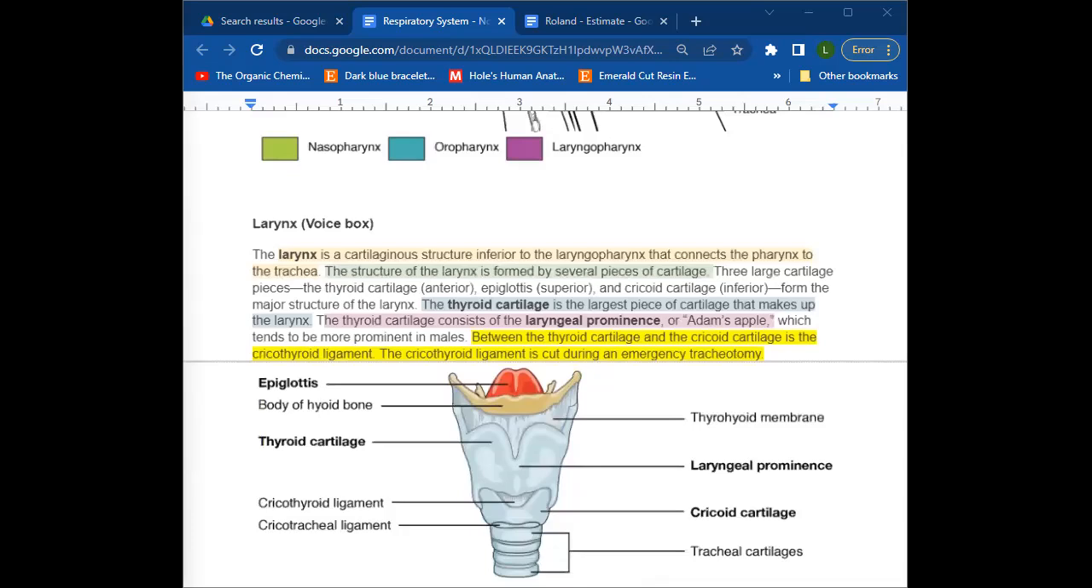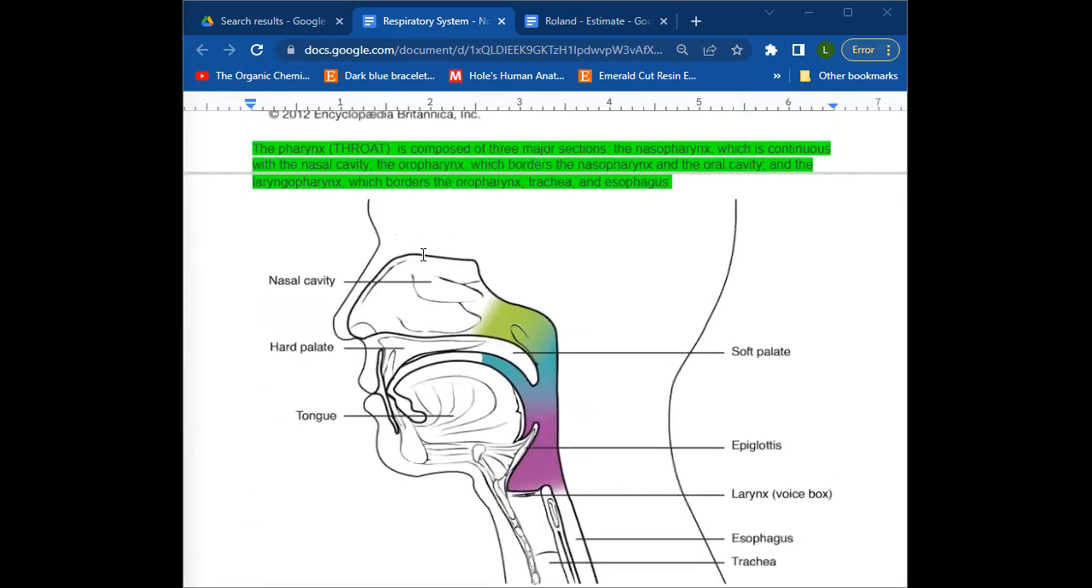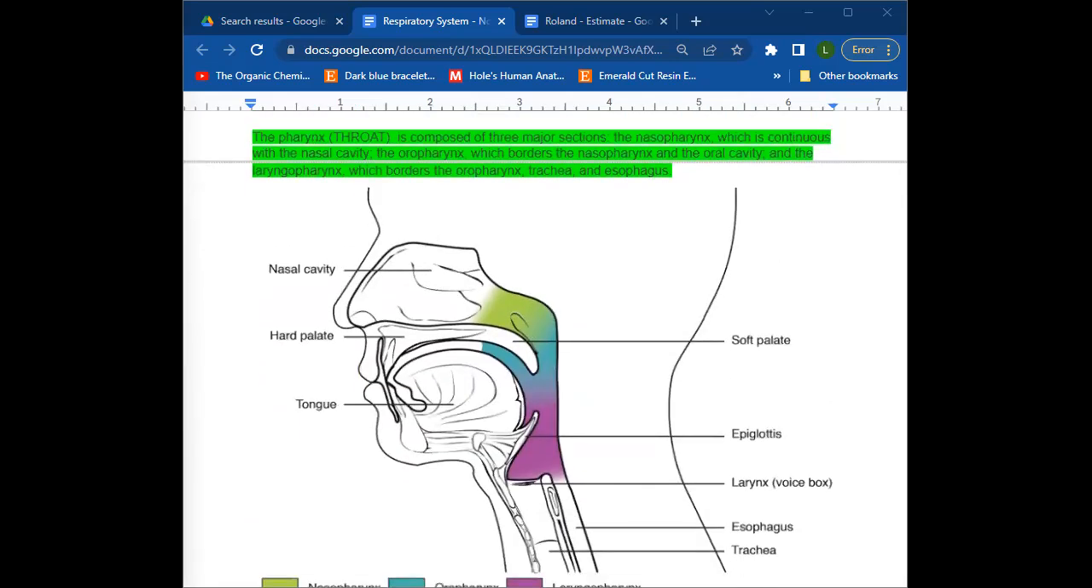Right, and so anytime you think pharynx, you should just think throat. Basically, every time you think throat, you should think pharynx. That's important to know.